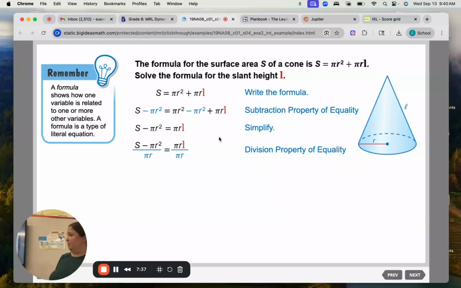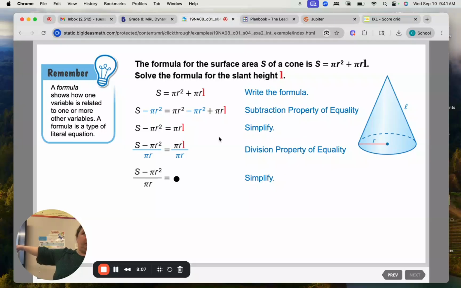Now I could just rewrite this as S minus pi r squared over pi r equals L. Does everybody understand that? That is a correct solution. However, it is not simplified, which in algebra we want you to do. But if you were to stop there, I would probably give you full credit for now because you're learning. As we get going, you need to simplify, so let me show you how.